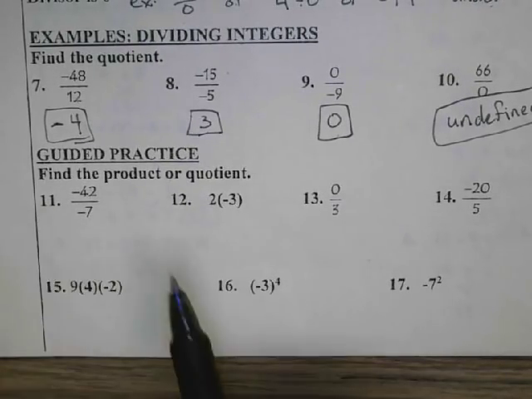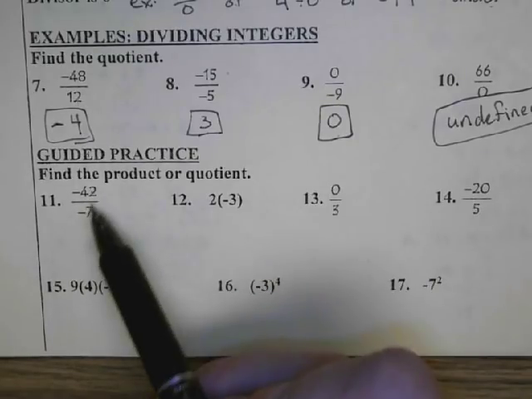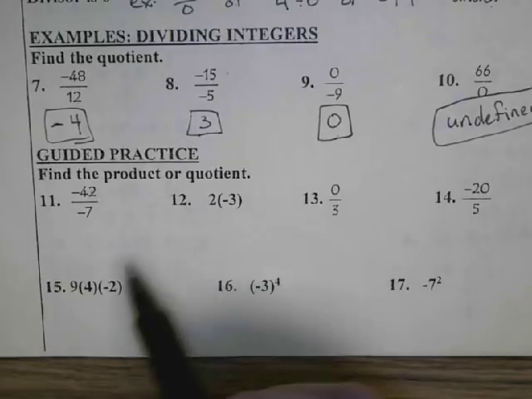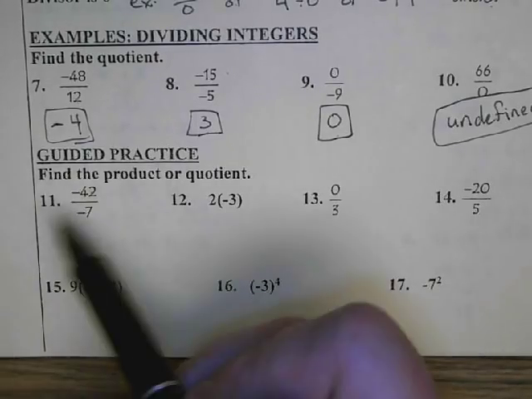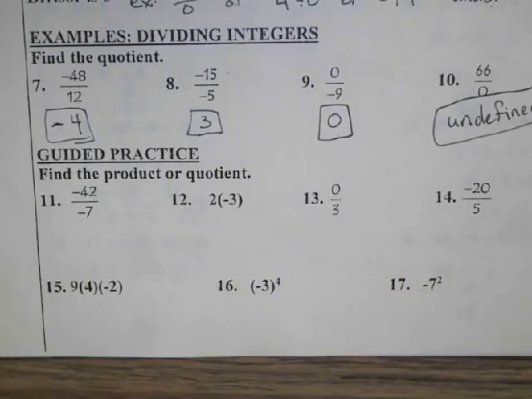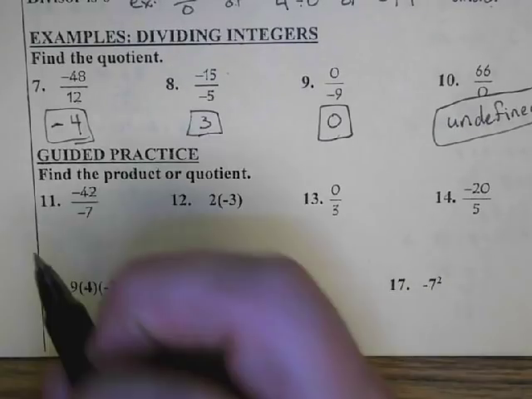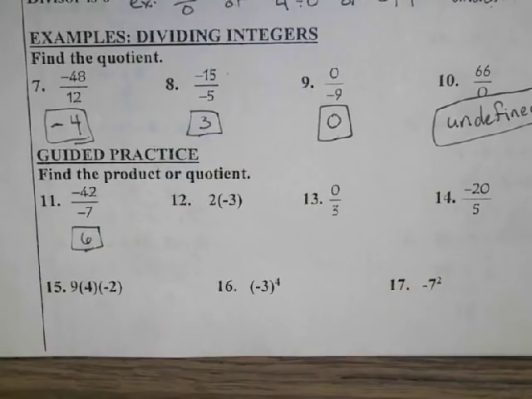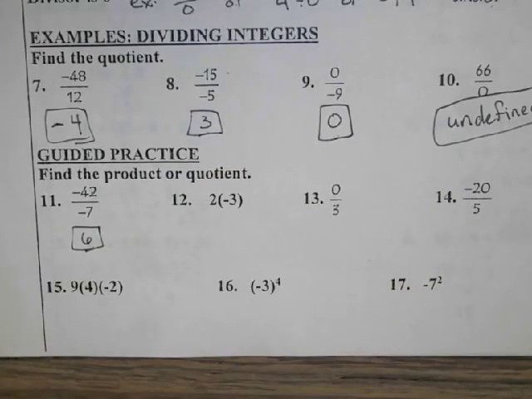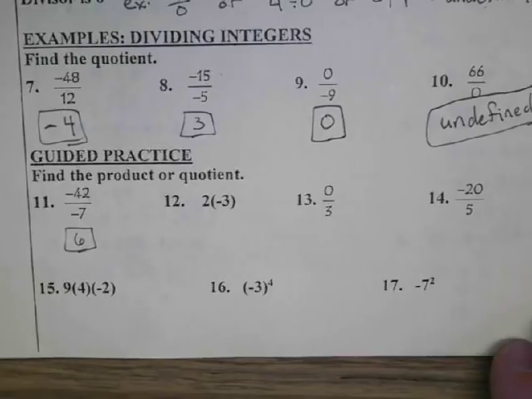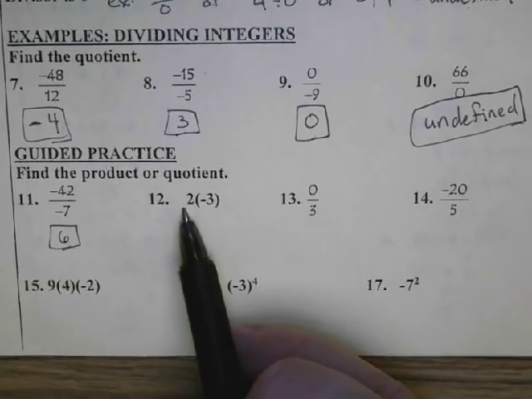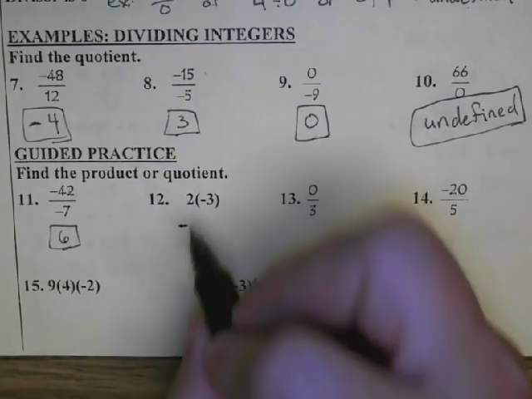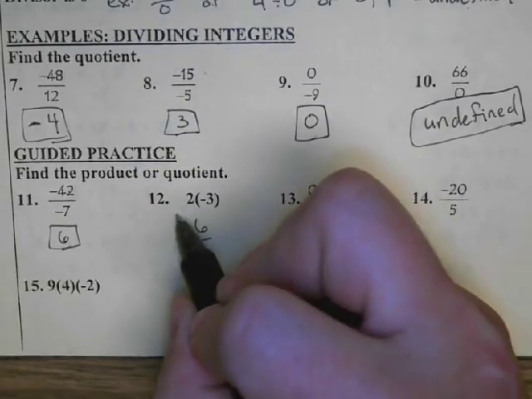So we're just going to use our negative divided by a negative and our negative divided by a positive rules. A negative divided by a negative is always positive. And then we do 42 divided by 7 and we'll get 6. A positive times a negative is always a negative. And we do 2 times 3 and we get 6. So we get negative 6.